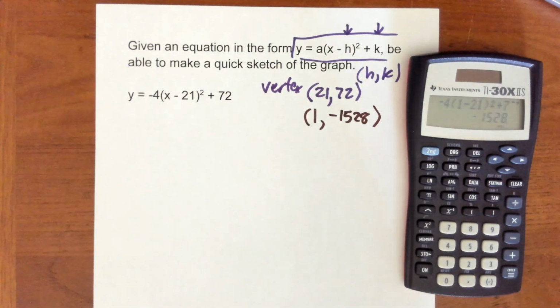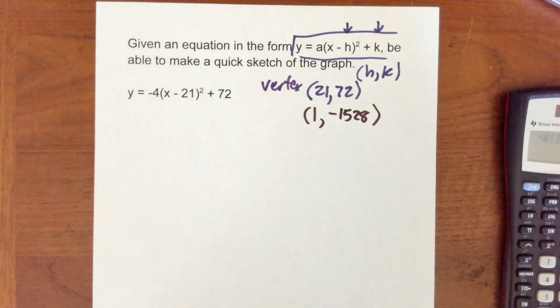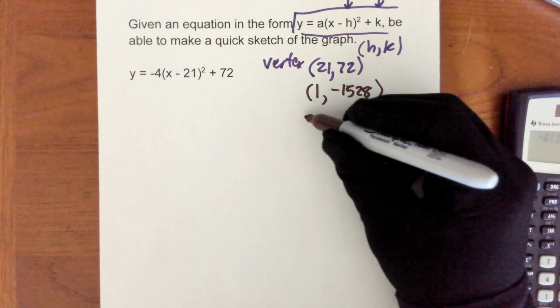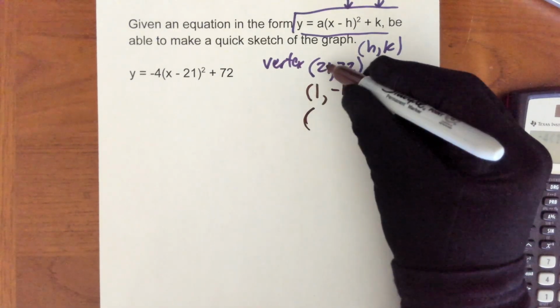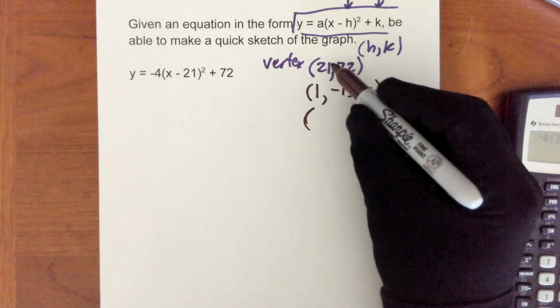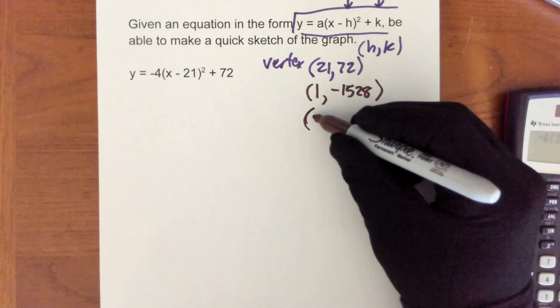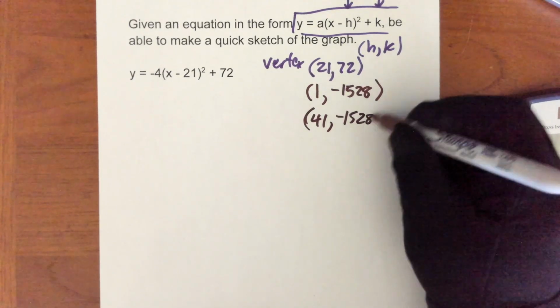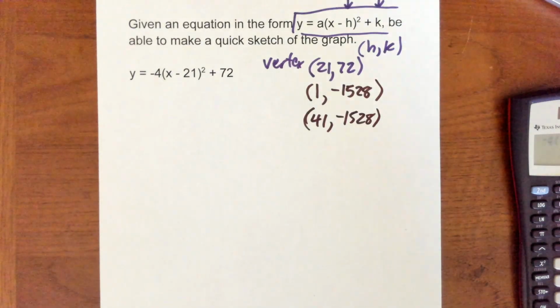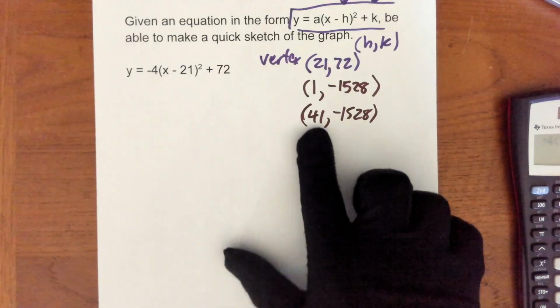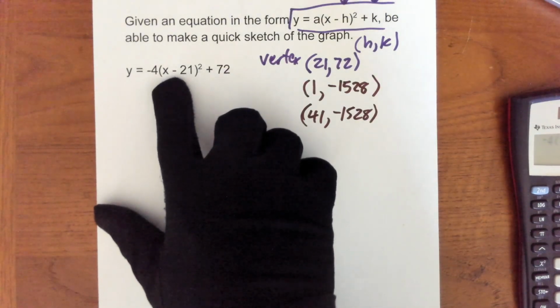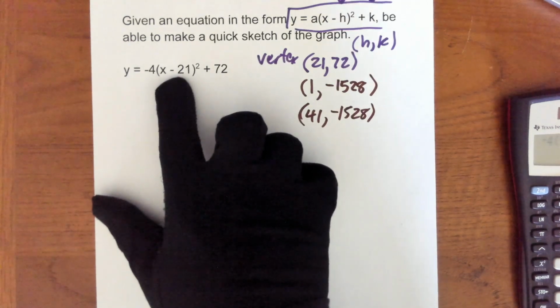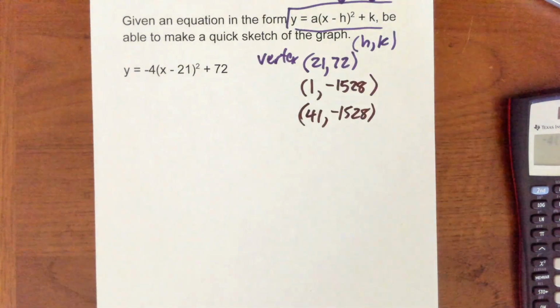Okay, now because of the way that parabolas work, if I also choose a point that is 20 away from 21 in the other direction, so 1 is 20 away and 41 is 20 away from 21 in the other direction, I don't need to redo the math. I'll get the same value, right? Because 41 minus 21 is positive 20, squared will be 400, just like negative 20 squared is 400. Okay, so those 3 points, that's all I want you to have, 3 points.